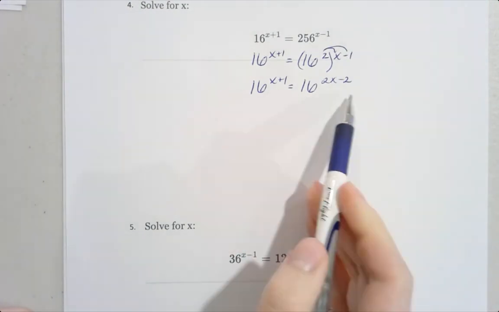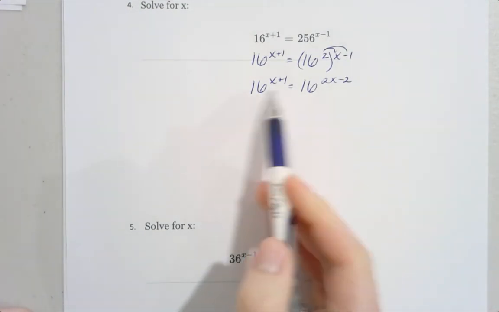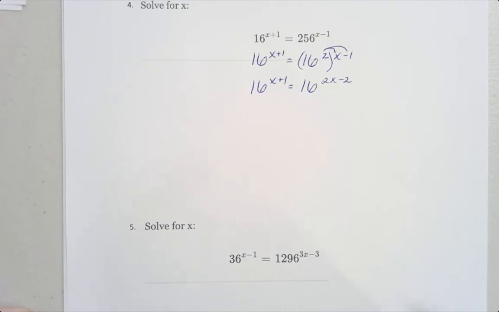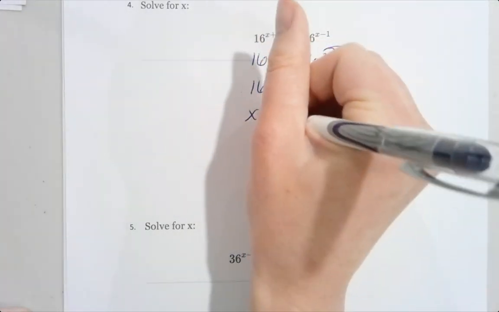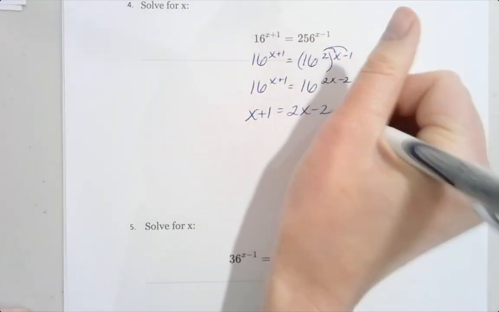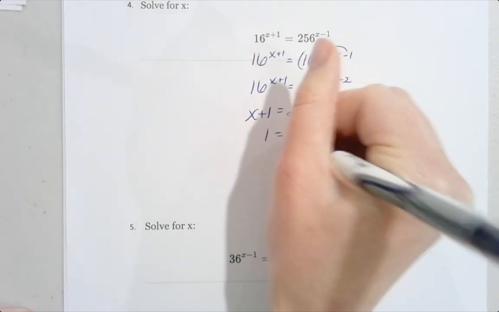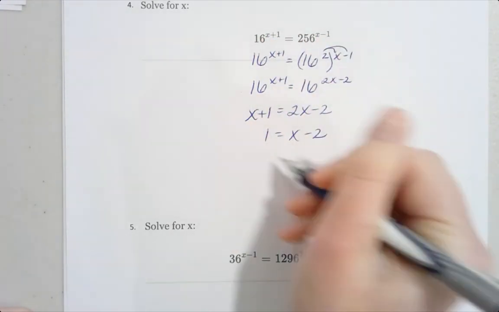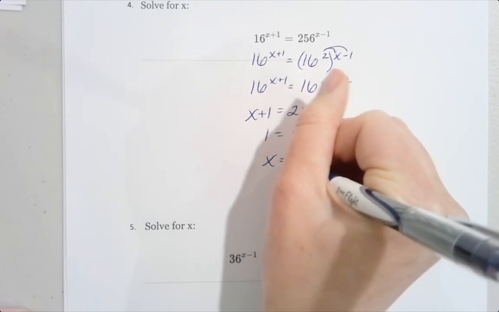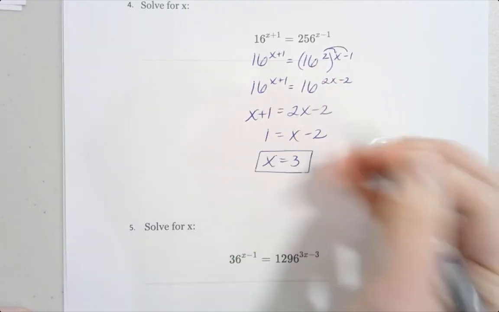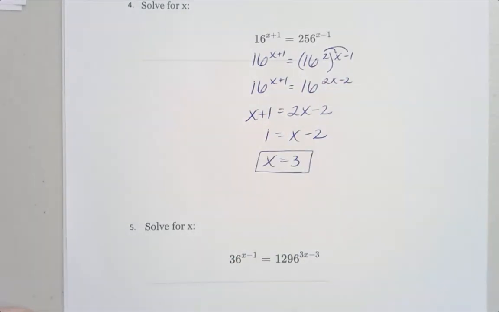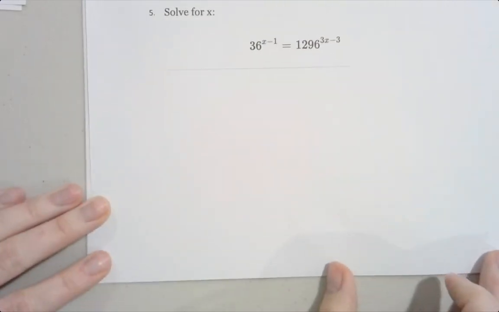Now that my bases are equal and I cleaned up my exponents, if my bases are equal, that means my exponents are equal, so let's go ahead and solve. x plus 1 is equal to 2x minus 2. I'm going to subtract over my x, so I get 1 is equal to x minus 2. I'm going to add over my 2 and get x is equal to 3. Again, if you're ever unsure of yourself, you can always go back and plug in. So I'm going to take one more example of larger numbers.